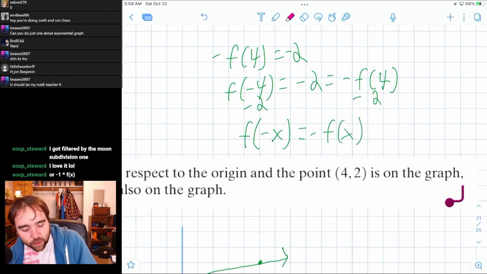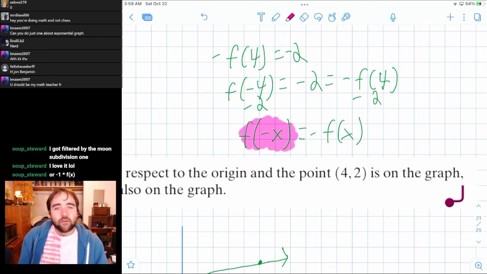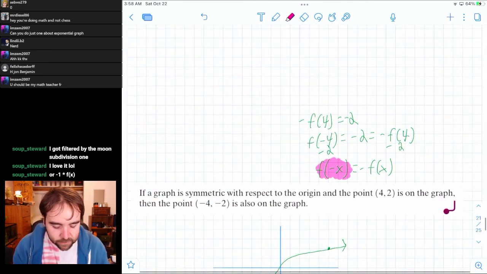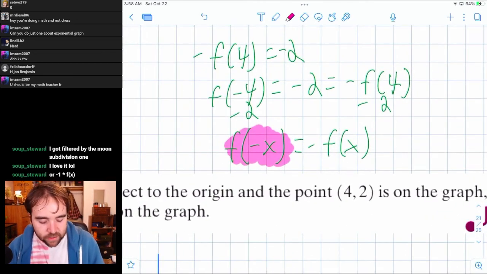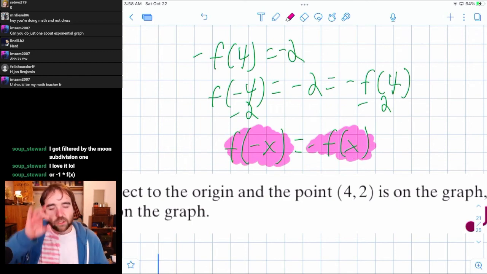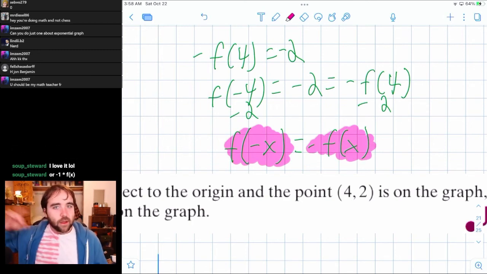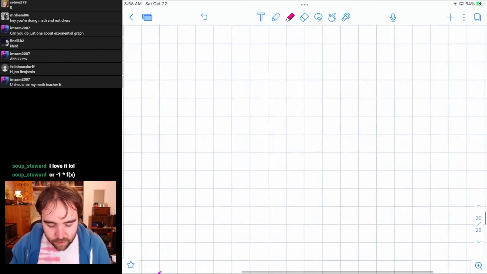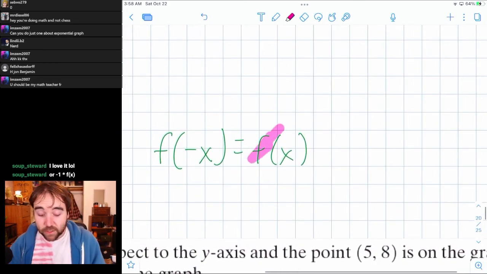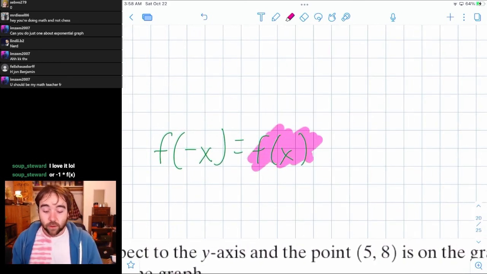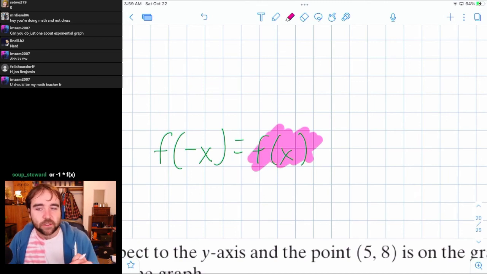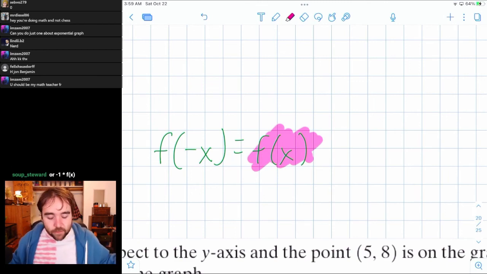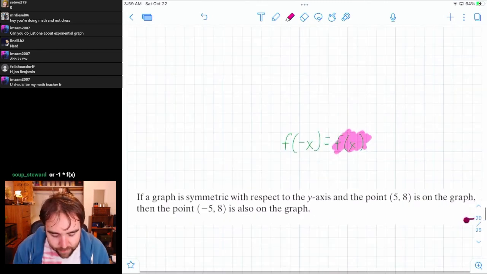So the gist of both of these is you plug in negative x. You find f of negative x. And if it ends up being the same function, but with a negative pulled out to the outside, then it has origin symmetry. If it ends up being the exact same function, then it has y-axis symmetry. And if it has neither, then it's neither. And that's fine. That happens.